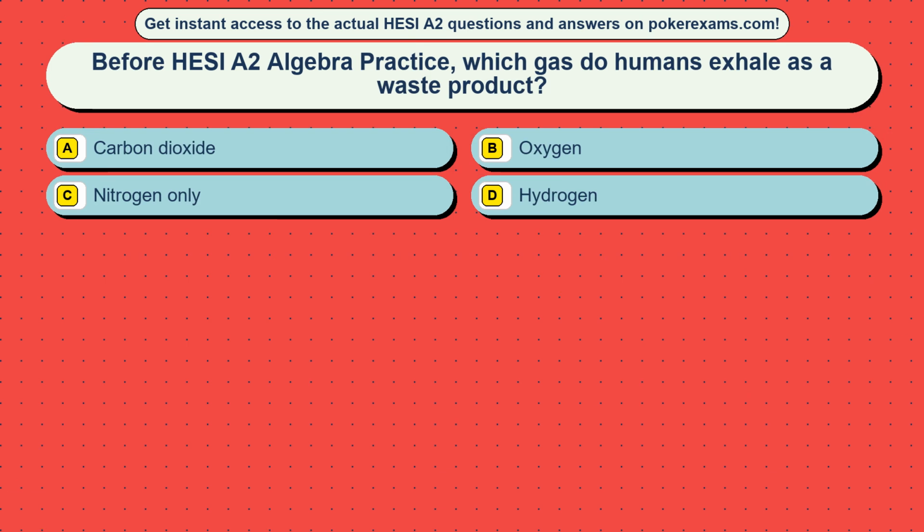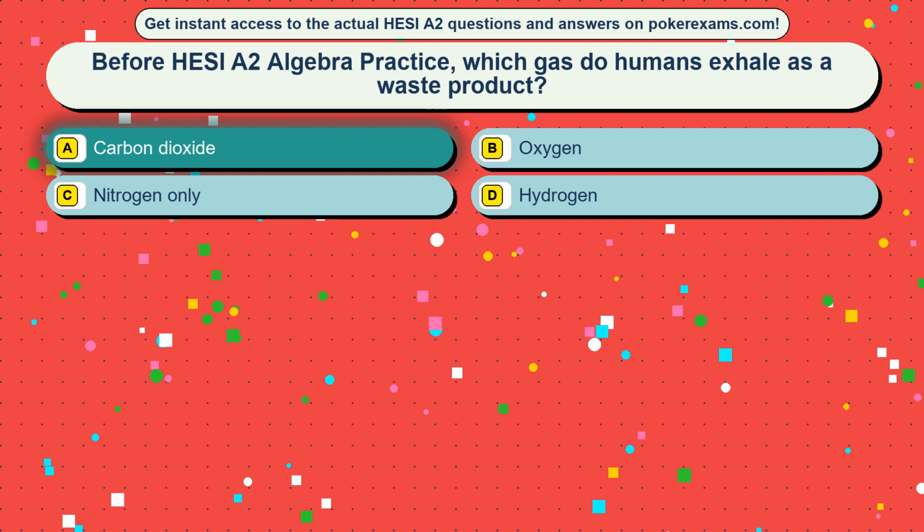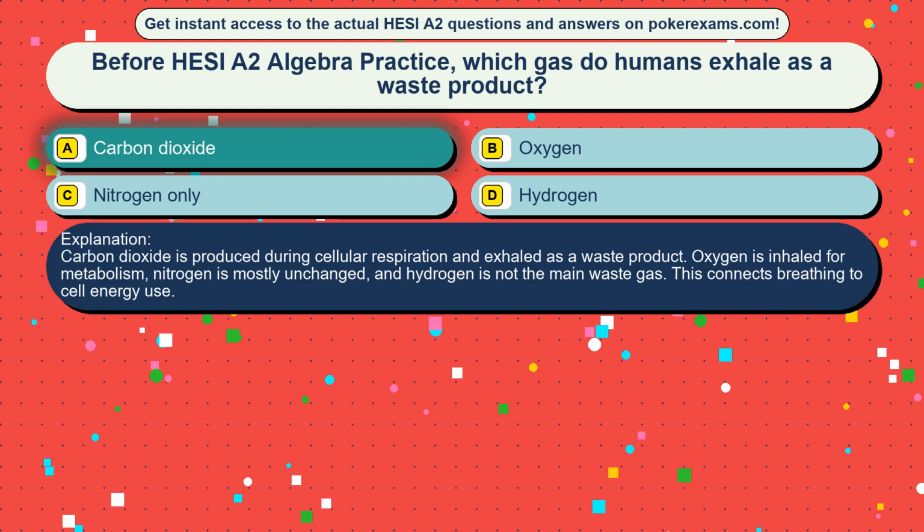Question 5. Before HESI A2 algebra practice, which gas do humans exhale as a waste product? Option A. Carbon dioxide. Option B. Oxygen. Option C. Nitrogen only. Option D. Hydrogen. The correct answer is option A. Carbon dioxide. Carbon dioxide is produced during cellular respiration and exhaled as a waste product. Oxygen is inhaled for metabolism, nitrogen is mostly unchanged, and hydrogen is not the main waste gas. This connects breathing to cell energy use.